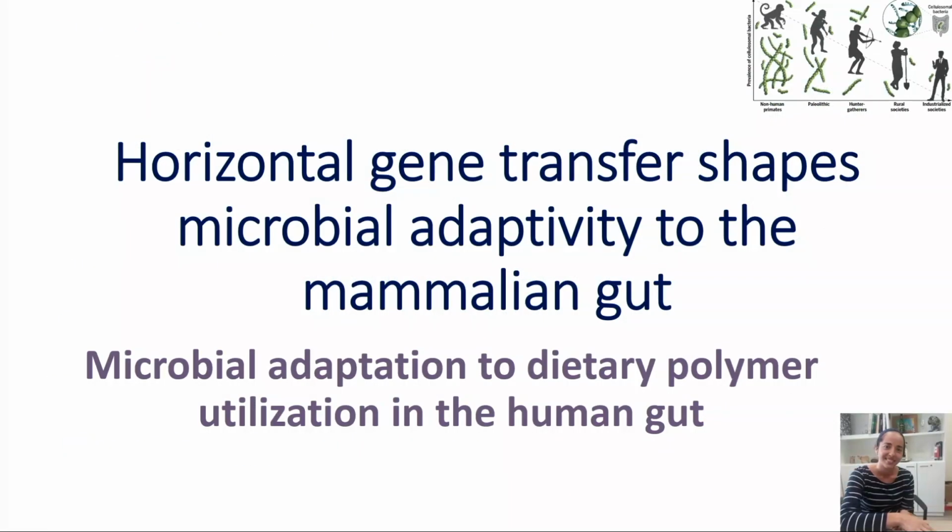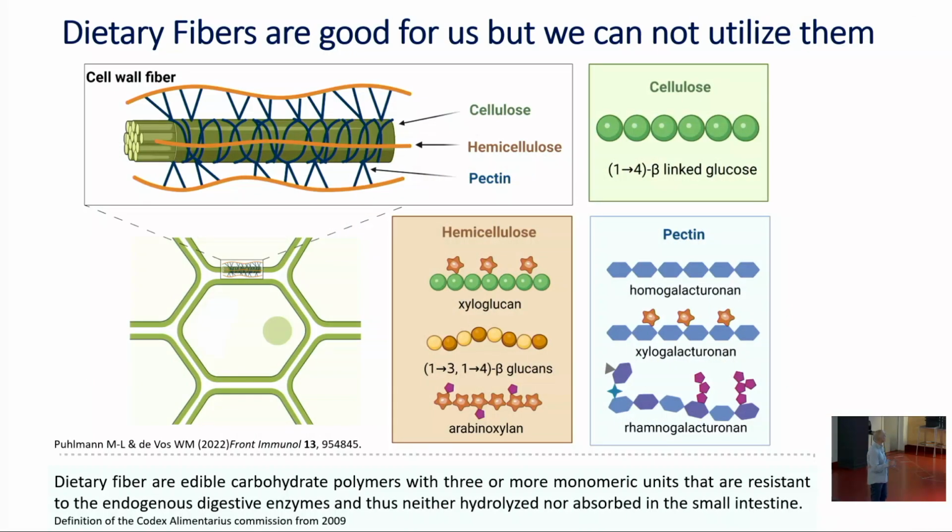Let us start with the first topic, led by this amazing person called Sarah Morais. We'll be talking about horizontal gene transfer and its ability to shape microbial adaptivity to mammalian gut environments, specifically the ability to utilize dietary polymers. So what are dietary polymers?